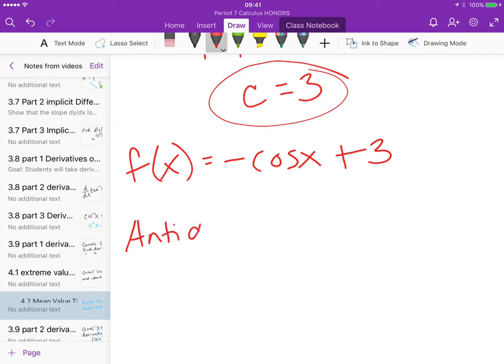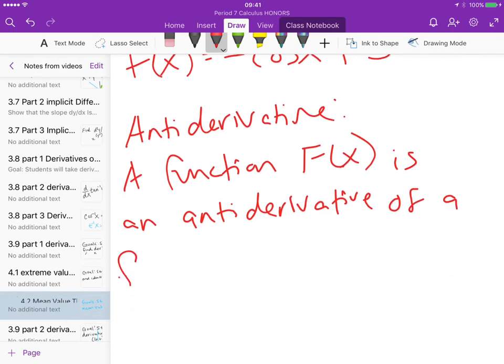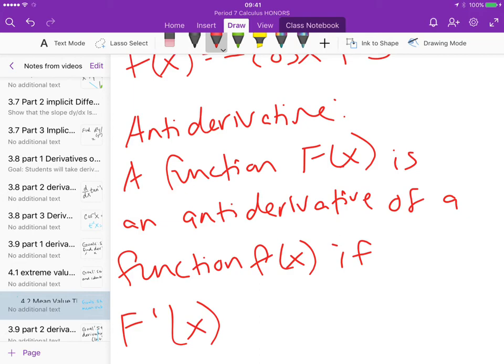So, by definition, the antiderivative. Let's say, for instance, a function, we're going to call it capital F of x, is an antiderivative of a function f of x if the derivative of the antiderivative is equal to f of x for all x inside the domain.